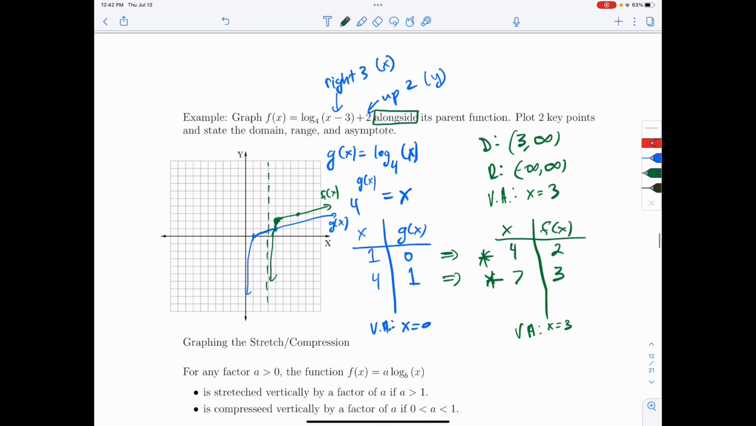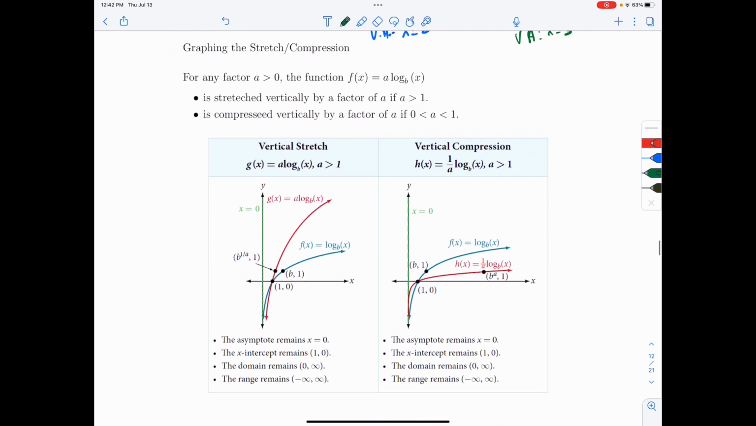All right, let's look at some of the other transformations we could see for a log graph. We could stretch or compress this. That corresponds to the leading coefficient. So if the leading coefficient is greater than 1, we're going to have a vertical stretch. So this is a stretch by a factor of a in this case. And then here on the second graph, because the coefficient is 1 over a, something less than 1, we're going to compress this. So this is a compression. And all the y coordinates of each point are going to be multiplied by 1 over a.